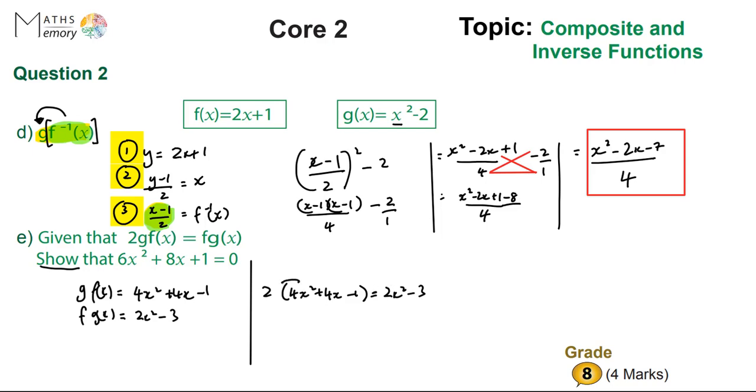Let's expand these three steps as such. So we get 8x squared plus 8x minus 2 equaling 2x squared minus 3. Let's take over the 2x squared to make a minus 2x squared. So we get 6x squared. If we take it away, we're still left with 8x over here, the only x term. And minus 2 plus 3 is going to be plus 1.